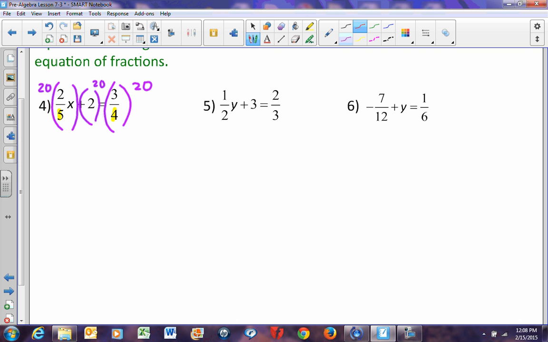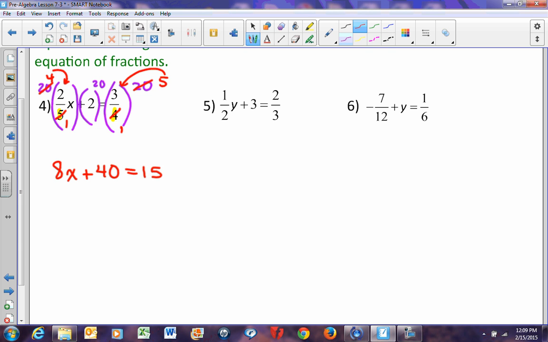Now look what happens. 2/5 times 20: 5 goes into itself once and into 20 four times. 4 times 2x is 8x. 20 times 2 is just 40, because there were no fractions in that part of the problem. 4 divides into itself once and into 20 five times. 5 times 3 is 15, so that equals 15. Now look at that. No more fractions to deal with, no having to find common denominators, because we already did that in one step by multiplying by the common denominator. So now I have an ordinary two-step equation.